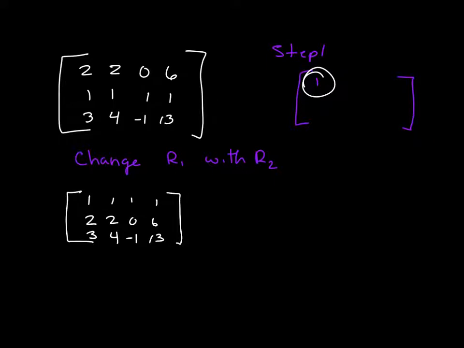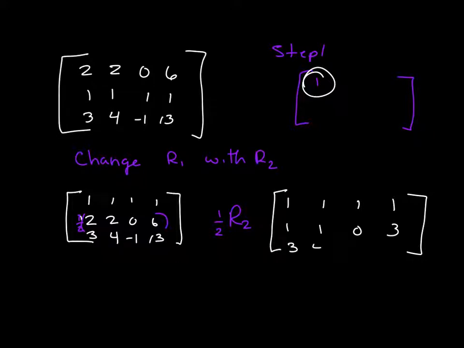Now, the next piece after that, I want to go ahead and take row 2, multiply it by 1/2, and again replace it. If I do that, my first row is still all 1s. But now I'm taking 1/2 and multiplying it times every single thing that I have in row 2. When I do that, I get 1, 1, 0, 3, and my row 3 stays the same.